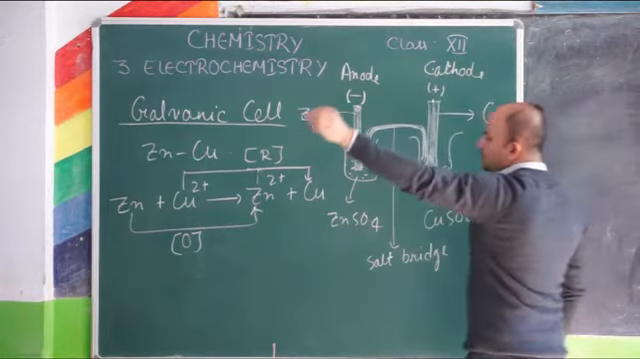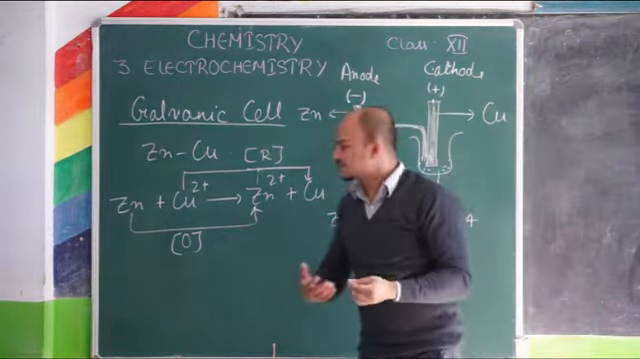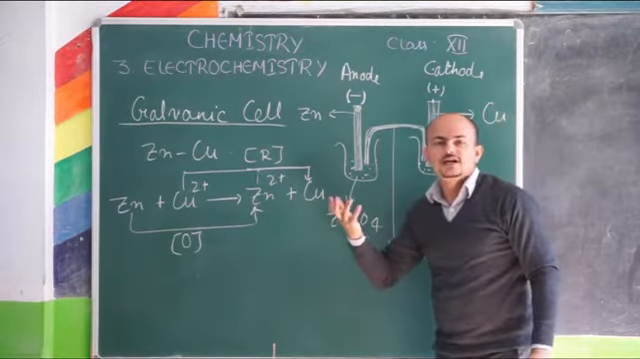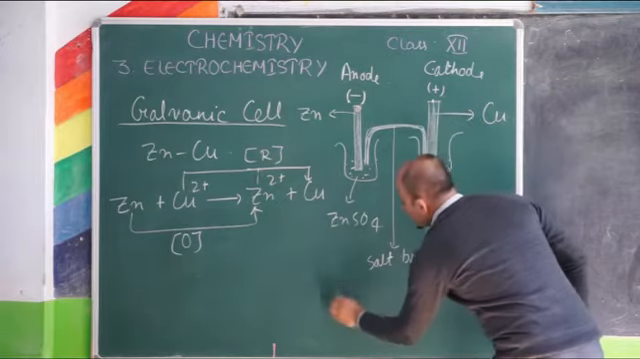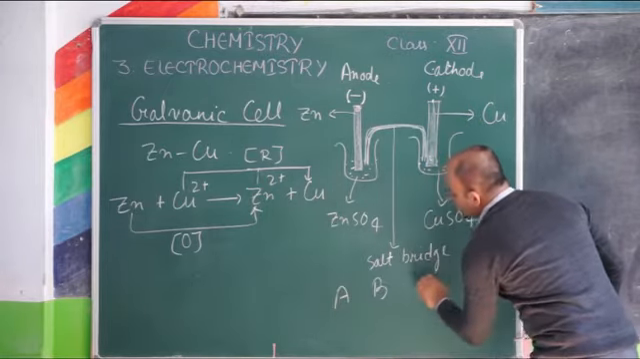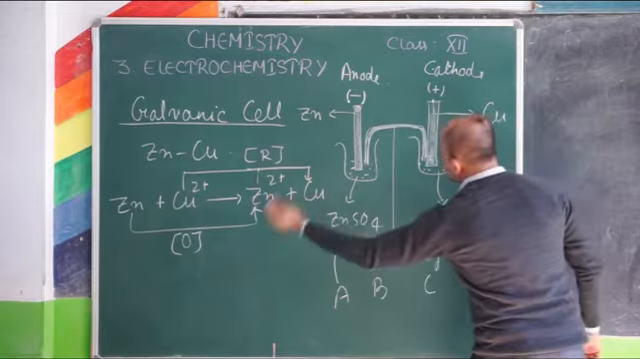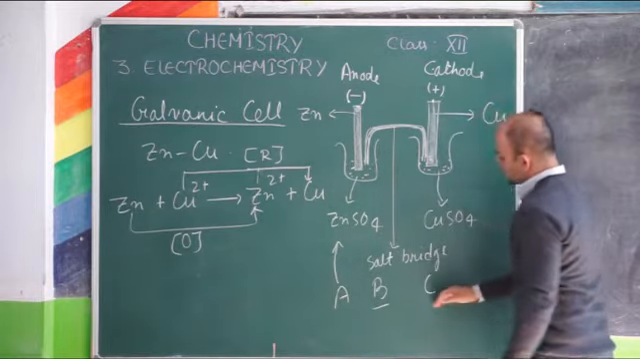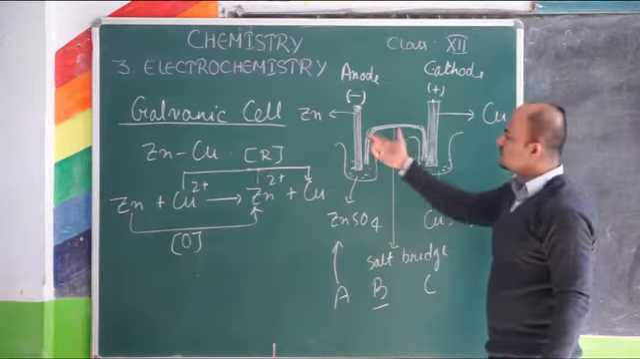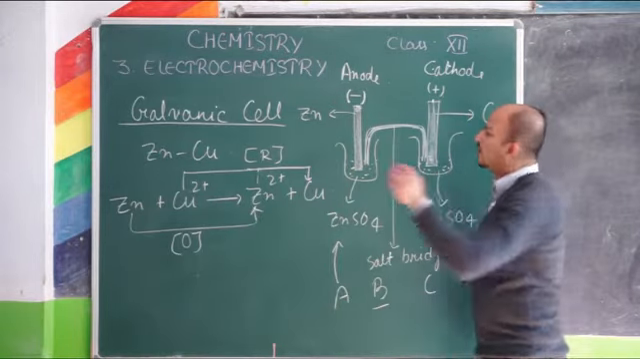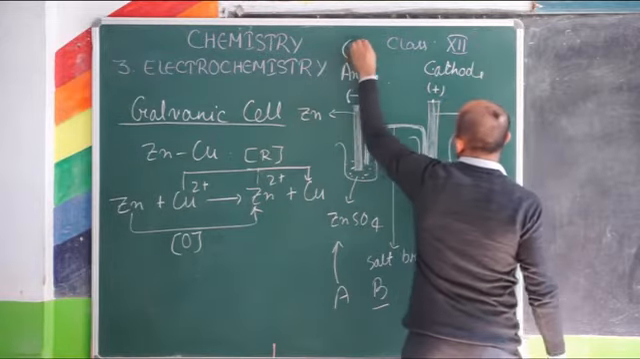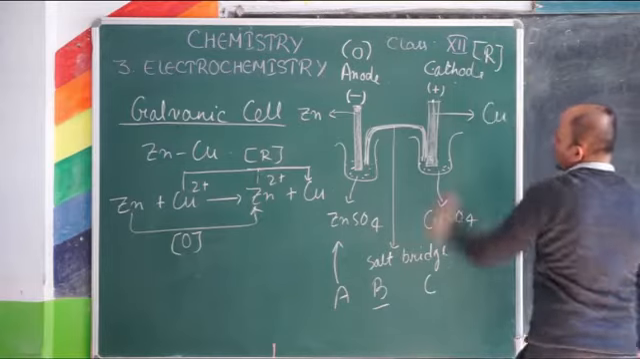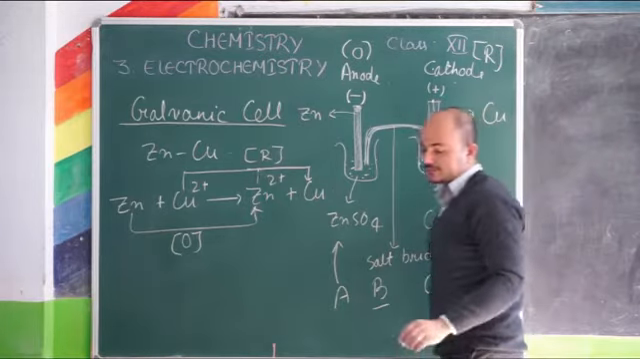For remembering purposes, you can always remember this as the simple alphabet A, B, C. A for anode on the left hand side, in between you have the bridge, and on the right hand side you have C, that is cathode. Hope this is clear now. In anode, oxidation always takes place, and in cathode, reduction takes place.